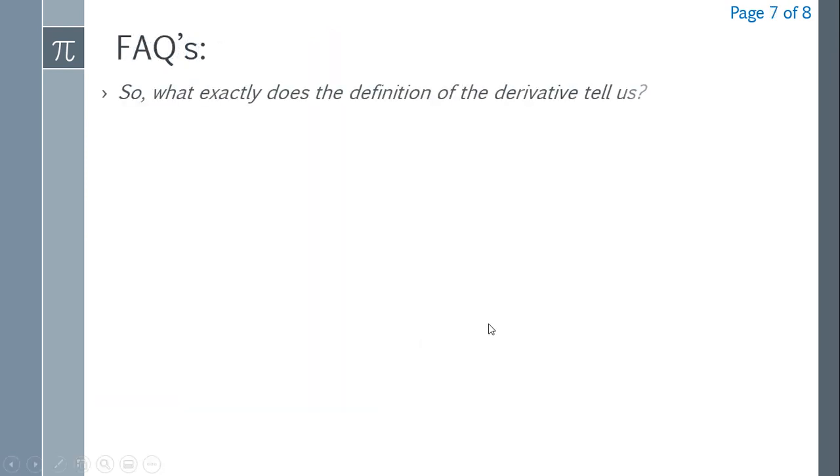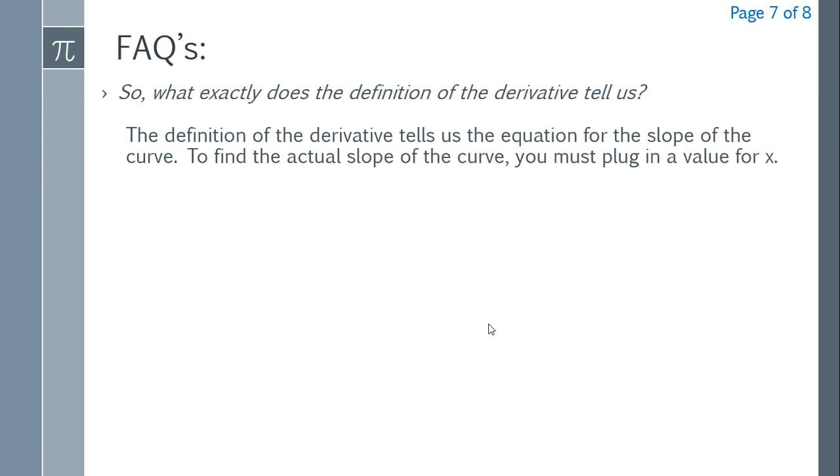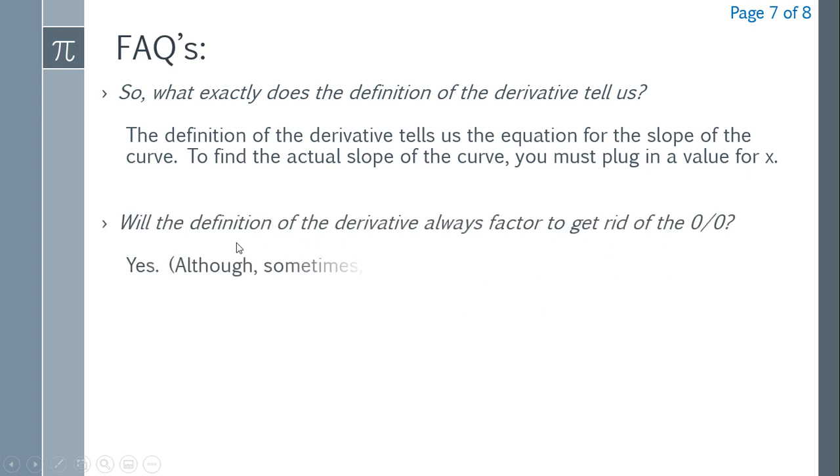So you might have some questions. What exactly does the definition of a derivative tell us? The definition of derivative tells us the equation for the slope of that curve. To find the actual slope of the curve, you must plug in the value for x wherever you are on that function. Will the definition of derivative always factor to get rid of the 0 over 0? Yes, although sometimes the problems require a bit of creativity. We'll start off with some simple ones, but in general, we'll be able to factor that.